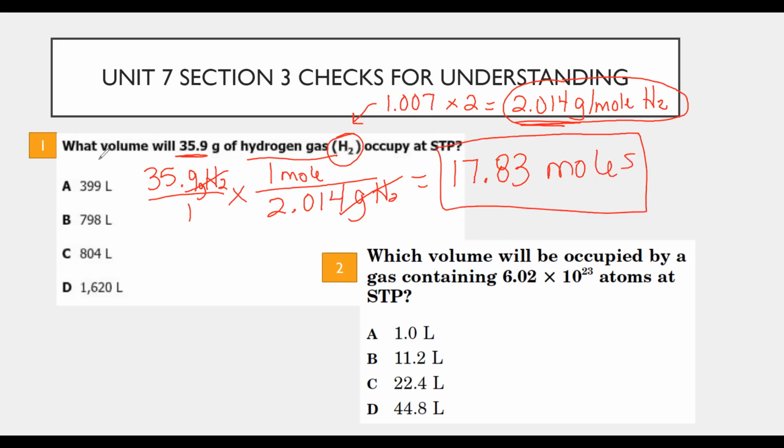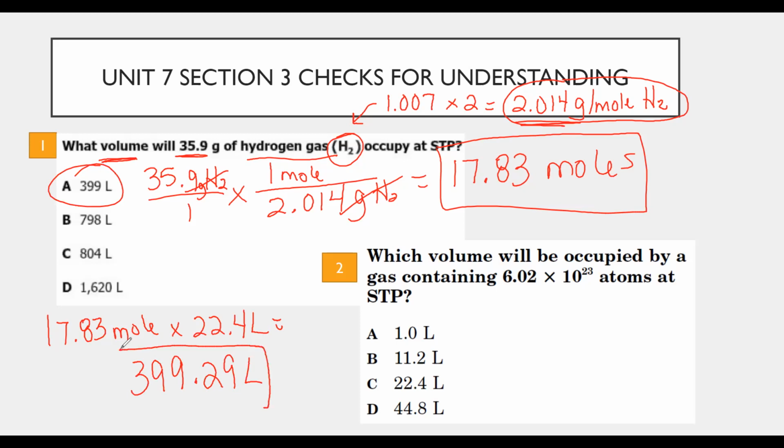And they want to know the volume. So this is where we go back to our 22.4 liters per mole. If you know you have 17.83 moles, and every mole has 22.4 liters, then you just multiply it. And you're going to end up with 399. I got 0.29. But you can see that is the answer.